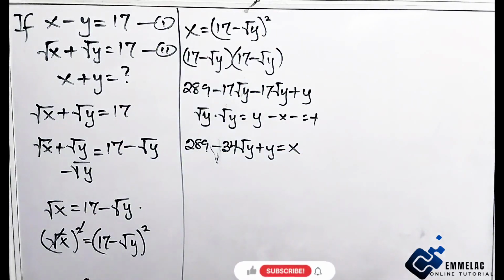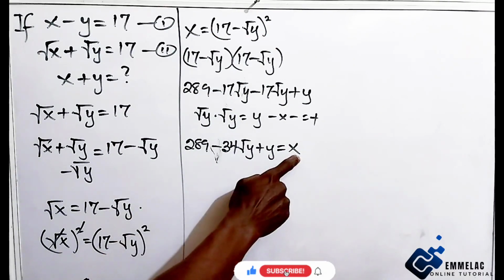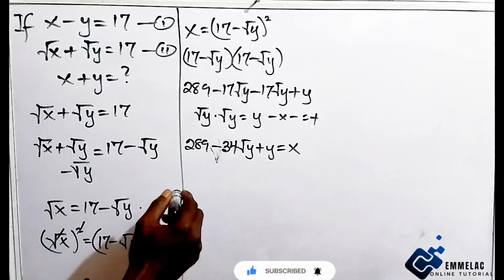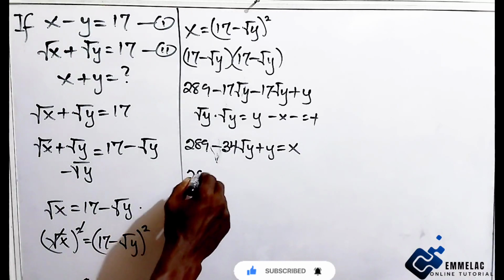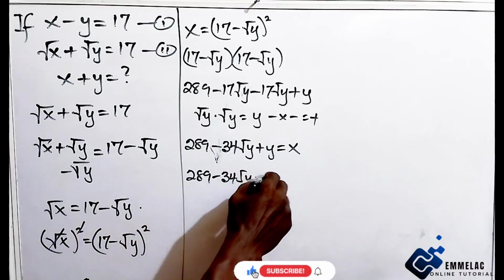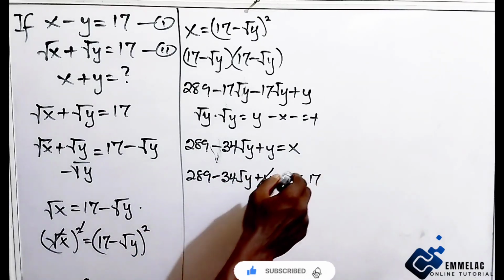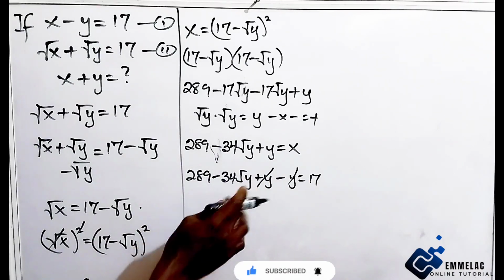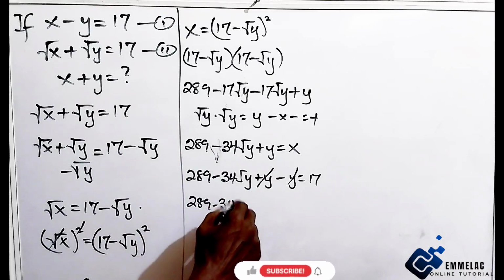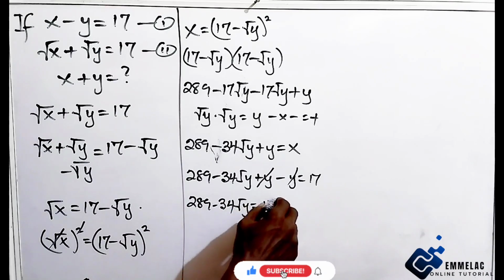Okay, now since we have solved the expression for x here, let us plug this into equation 1. By plugging into equation 1, we can now say this is 289 minus 34 square root of y plus y minus y equals 17. So this will eliminate this, so we are left with 289 minus 34 square root of y equals 17.